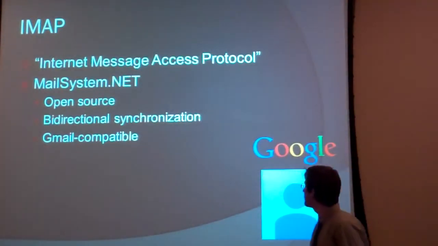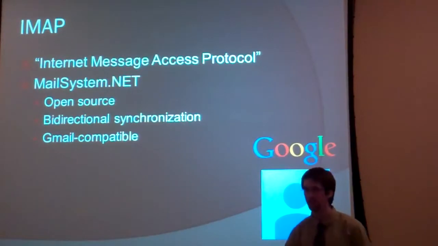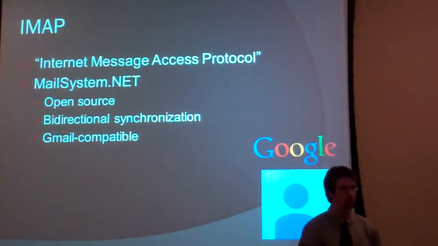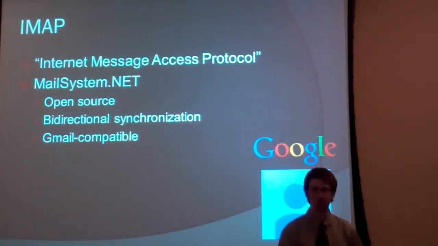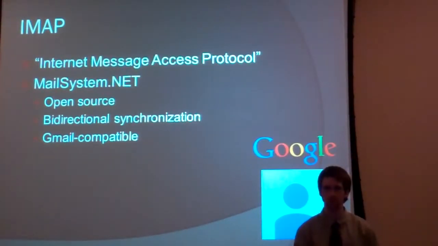To communicate with Gmail's servers, we're using IMAP, specifically mailsystem.net's libraries. We chose mailsystem.net because it's open source, which is important for a student research project. And it allows us the bidirectional synchronization that we need for the project. Additionally, it has a number of other features which will help with the email processing.